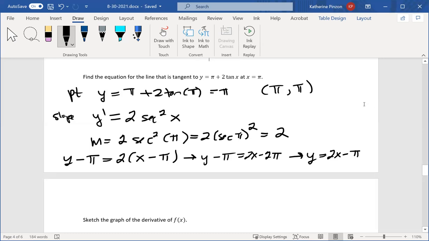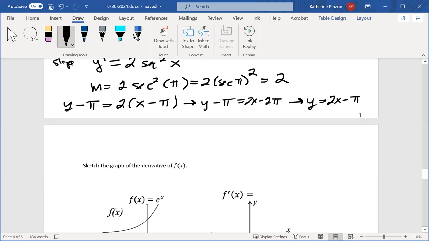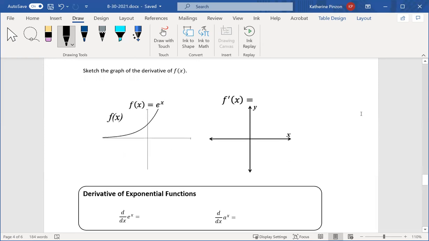Okay, so we did trig, and now we have exponentials and logs left. Those will be our last rules of the day, exponentials and logs. Okay, here is a graph of e to the x. What do you notice about e to the x?